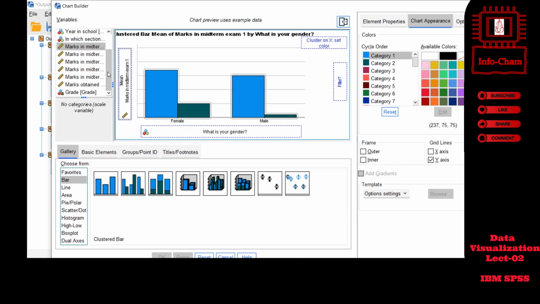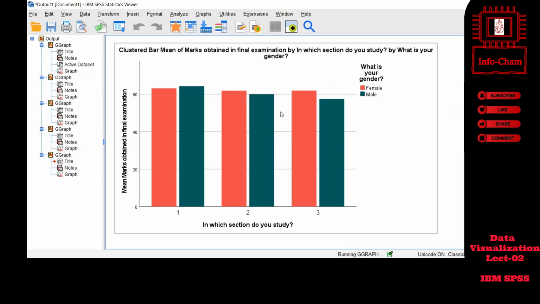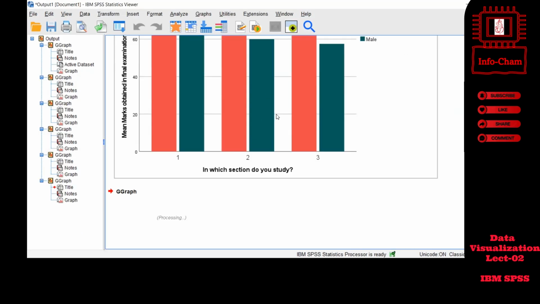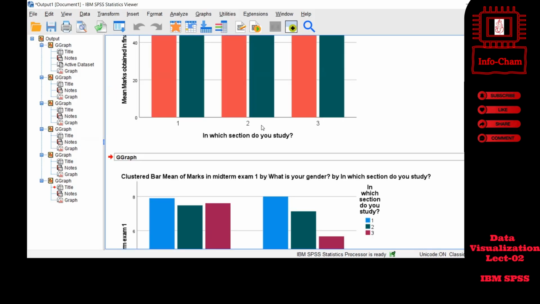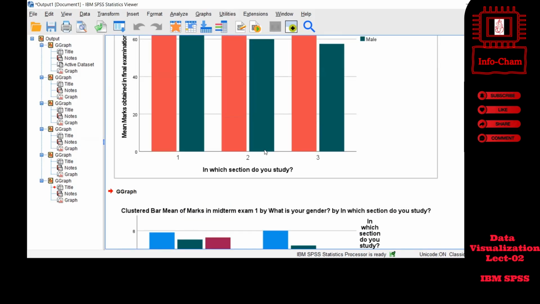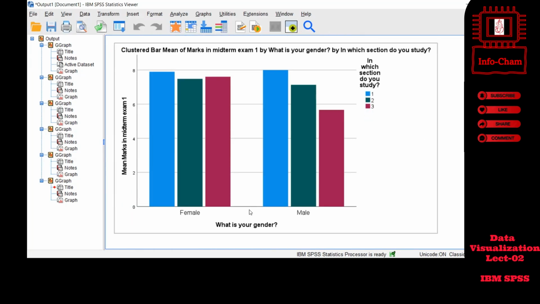And if you want to check about the section here, section can be on my cluster side. I can make a cluster. Let's see what the output is. Now I'm looking at it gender-wise, right? So basically here I can see based on the x-axis, section-wise and gender-wise.